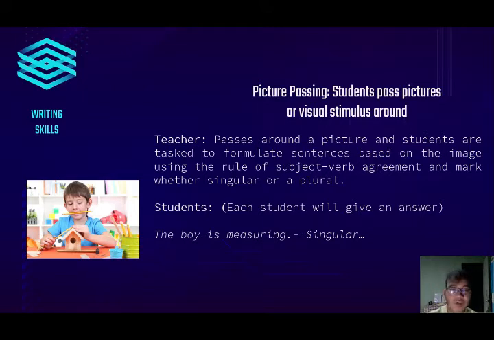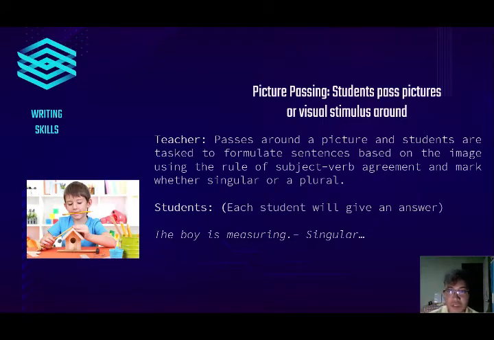So for example, we have this picture as our basis for giving out our sentences. Here is an example: the boy is measuring. This is singular. It could be answered orally by the students, or in written form, or they could list it down. This is an important approach because it allows the students to formulate sentences out of what they have seen.